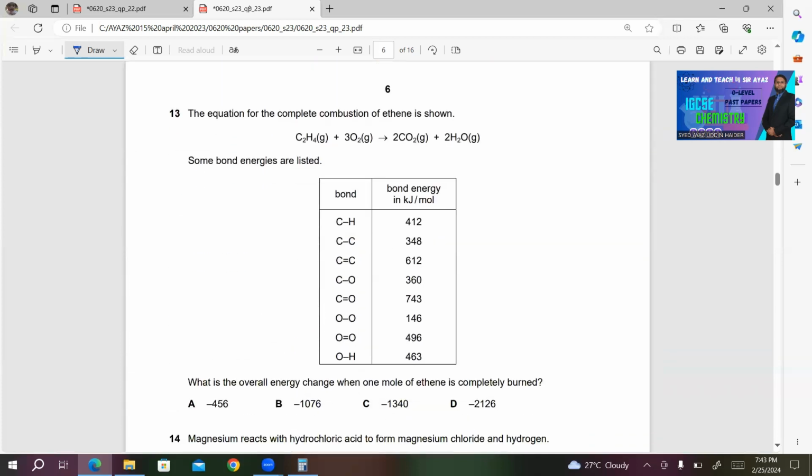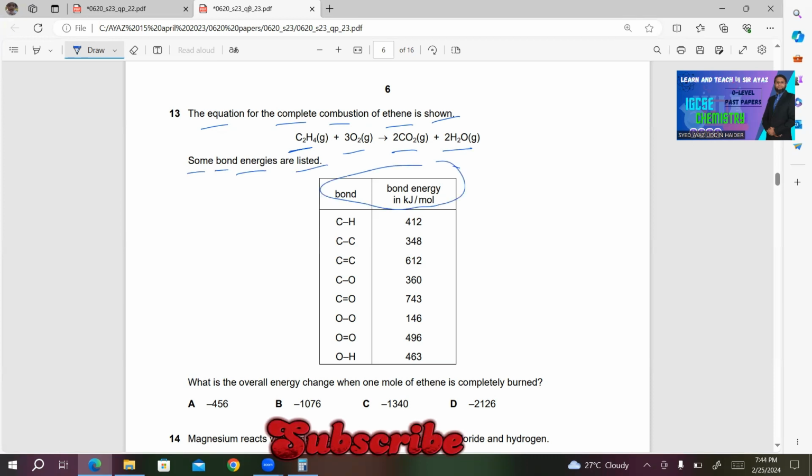Number 13, the equation for the complete combustion of ethene is shown. Here's the equation. This is ethene plus 3O2 gives 2CO2 plus 2H2O. Some bond energies are listed. This is the list for the bond and bond energy in kilojoule per mole. What is the overall energy change when 1 mole of ethene is completely burned?